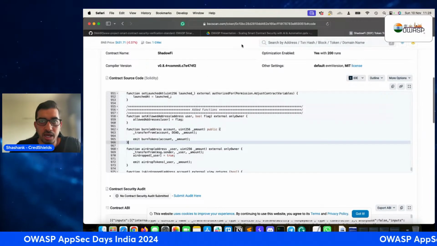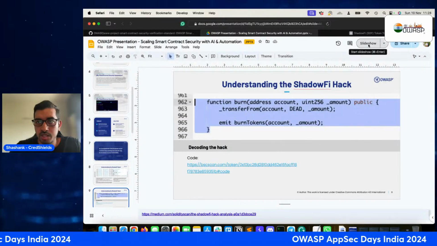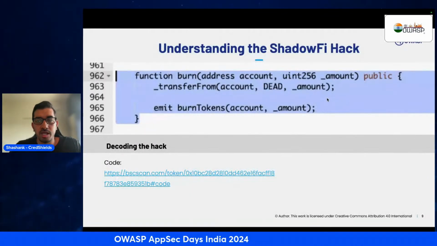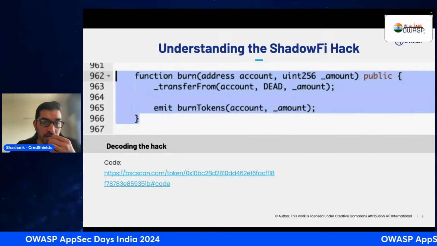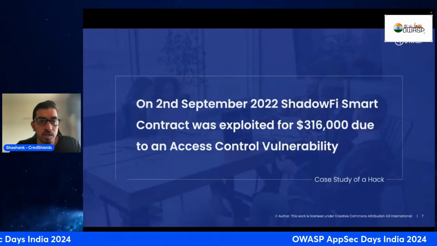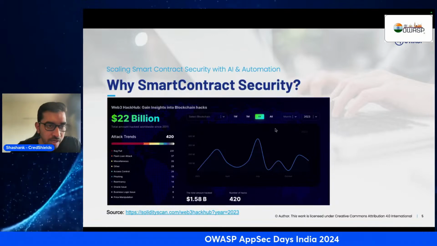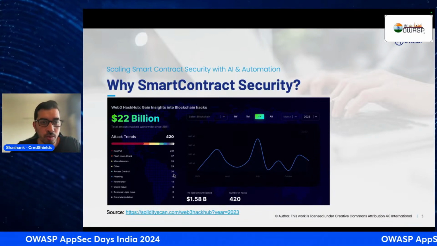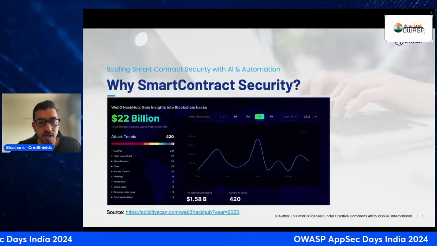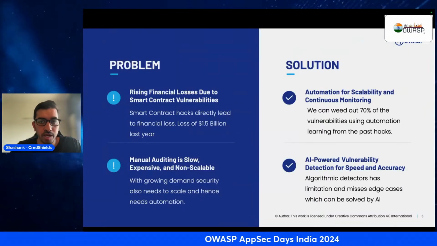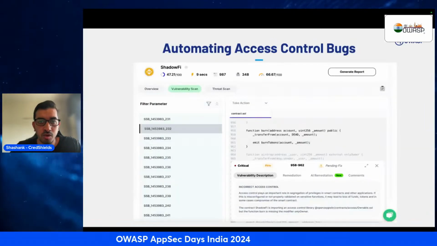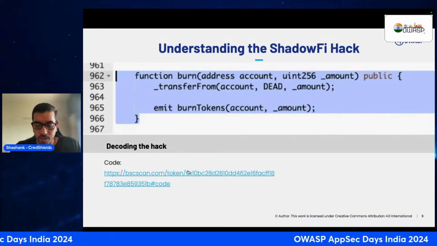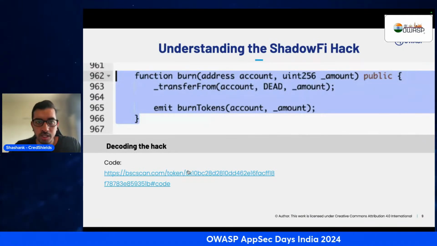So this was the actual vulnerability which was exploited. And actually, this is a very common vulnerability. If you see this slide, access control, there were 26 cases out of the 420 hacks that were related to access control vulnerabilities, where there was improper access control, and that led to a hack. Now, how would we write an automation for that?